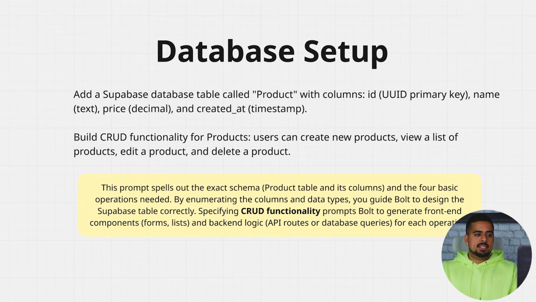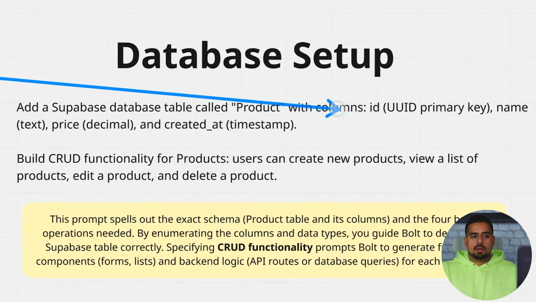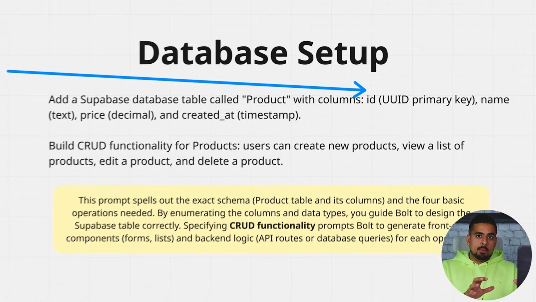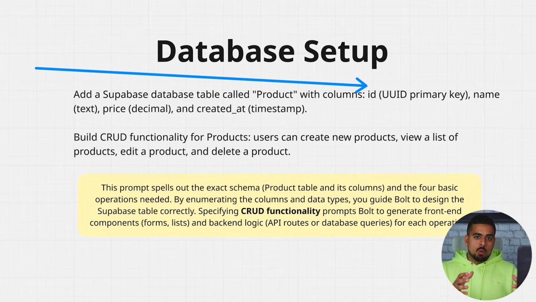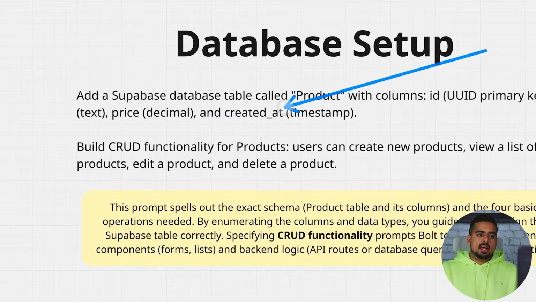The next example is database setup. So let's say you want to add a database and you want to have specific control over the type of database you create. So add a Supabase database called product with these following columns. Now, by default, Supabase and the AI will come up with it for you. But if you want to impose a certain structure, you can just ask for it. So I want some form of ID, name, price, and created at date.